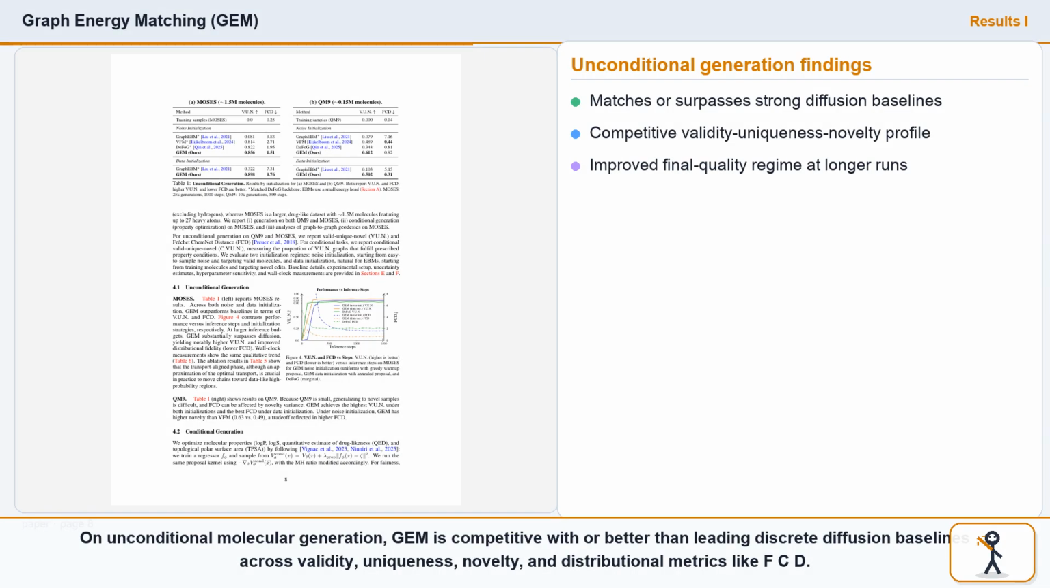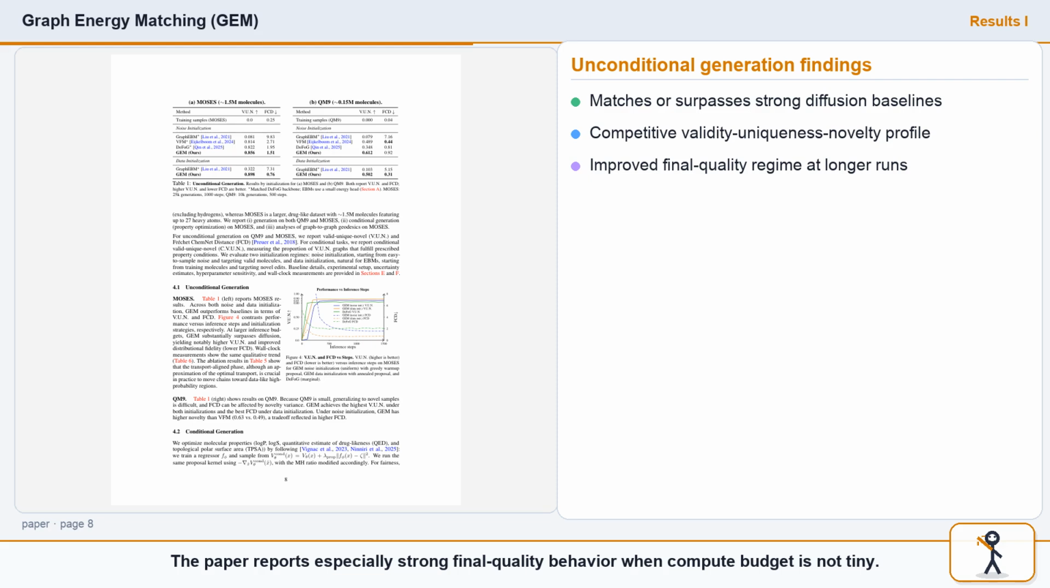On unconditional molecular generation, GEM is competitive with or better than leading discrete diffusion baselines across validity, uniqueness, novelty, and distributional metrics like FCD. The paper reports especially strong final quality behavior when compute budget is not tiny. That matters in practical discovery settings where sample quality dominates latency.